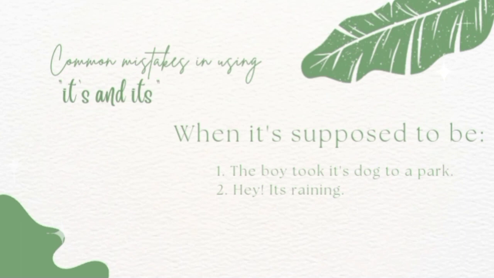It is because it's with an apostrophe is a shortened form or contraction of it is or it has, while its without an apostrophe is a possessive pronoun like his or her for nouns that do not have defined gender.